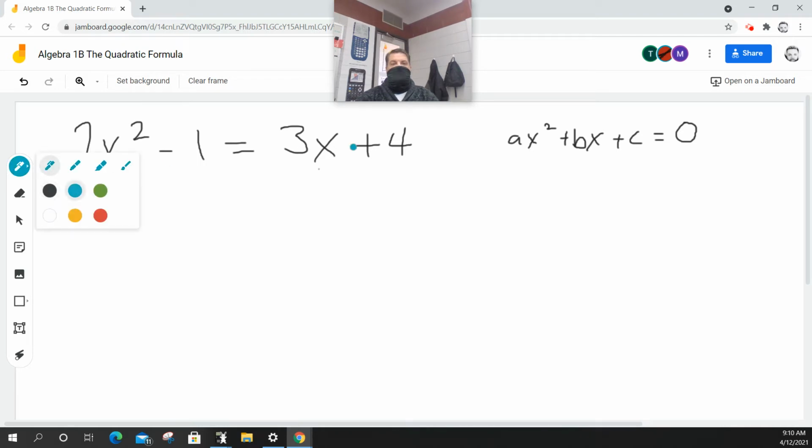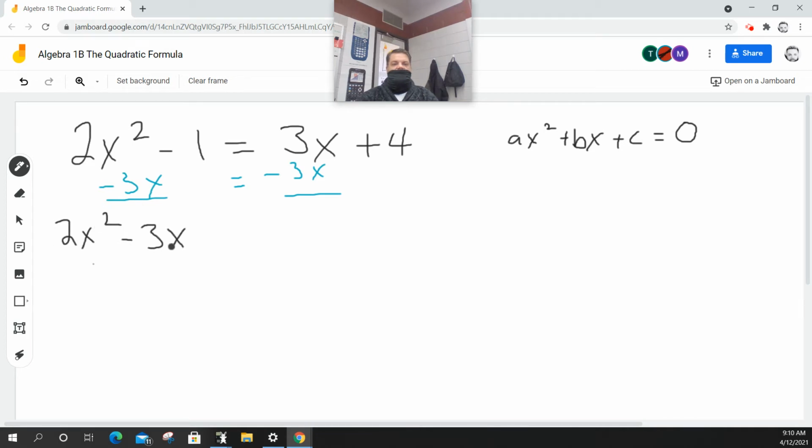So the way that I do that is I'm going to subtract 3x from both sides. And we're not going to solve this whole thing. We're just going to set it up for the formula. Okay? So when I do that, I get 2x squared minus 3x minus 1 is equal to 4. Now what do I do? Am I done?